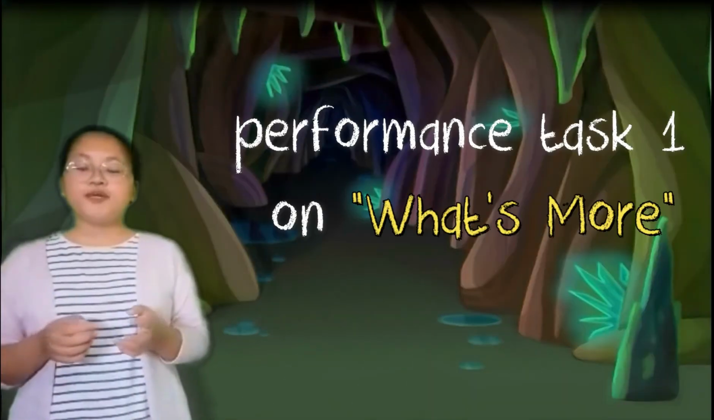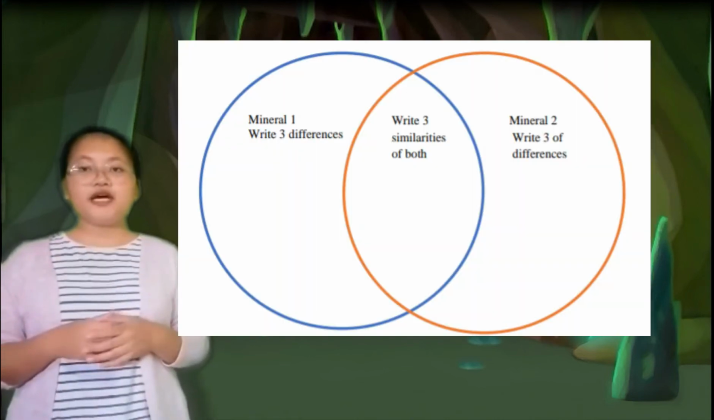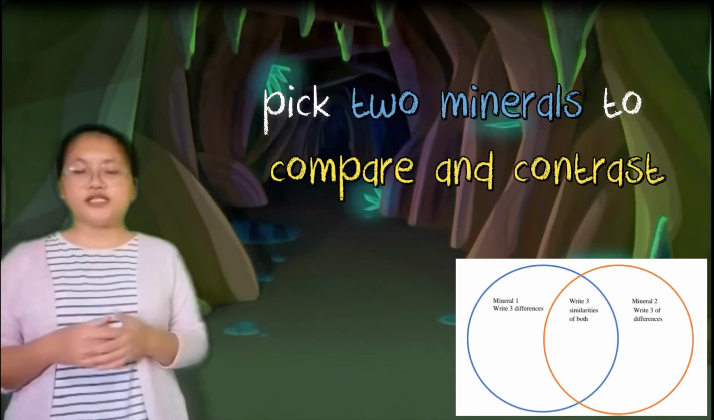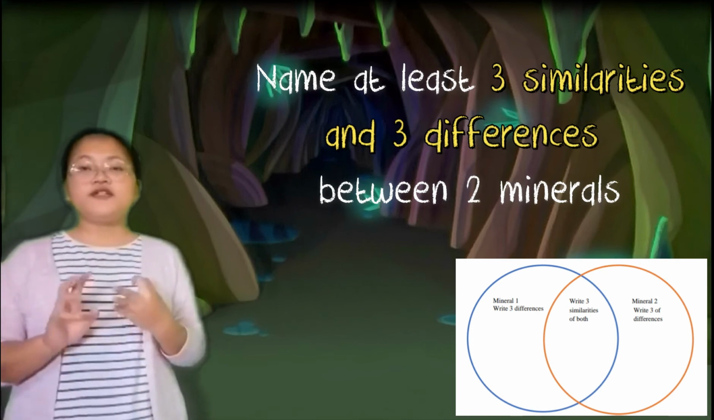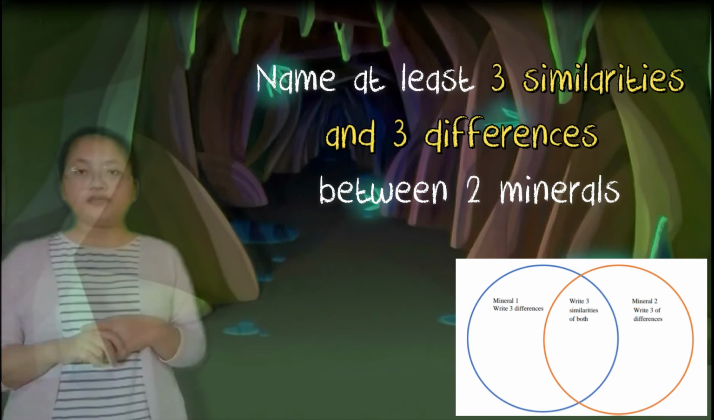For your performance task 1 on what's more, using a Venn diagram, pick 2 minerals to compare and contrast. Name at least 3 similarities and 3 differences between the 2 minerals.